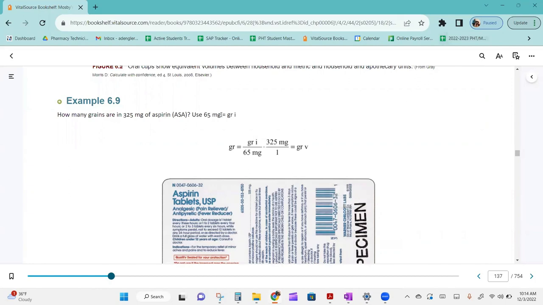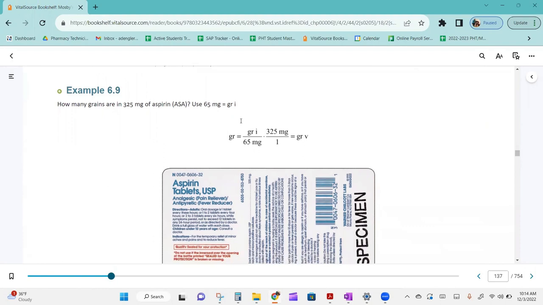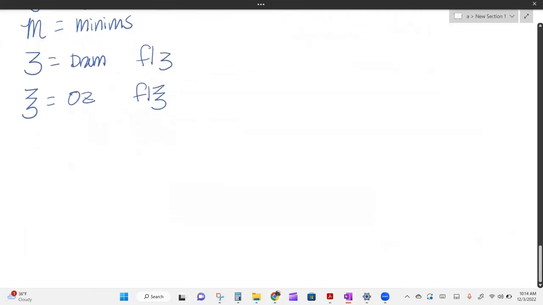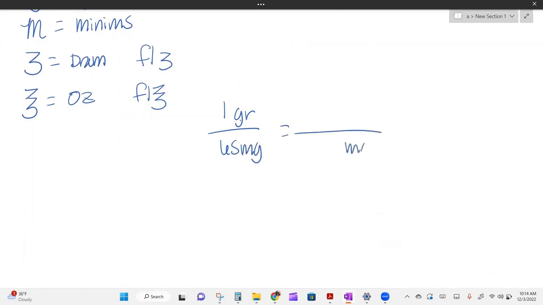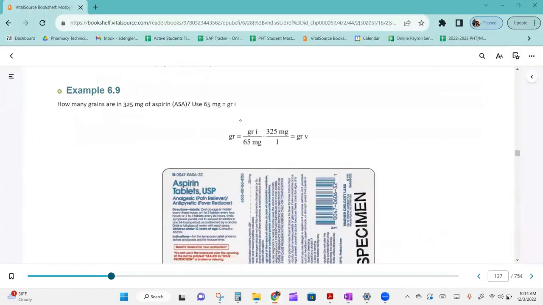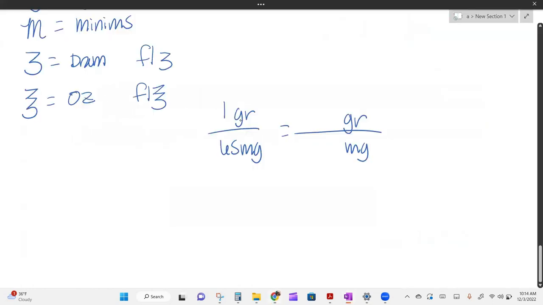You can see here that the grains is written first because in the apothecary system, we put the units before the number, and the numbers are in Roman numerals. So if we use 1 grain equals 65 milligrams, we need to have milligrams here and grains here. The aspirin is 325 milligrams. We want to know how many grains.